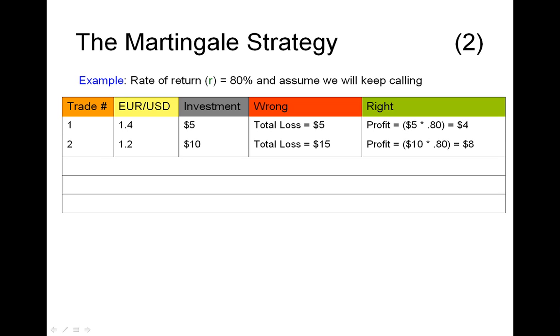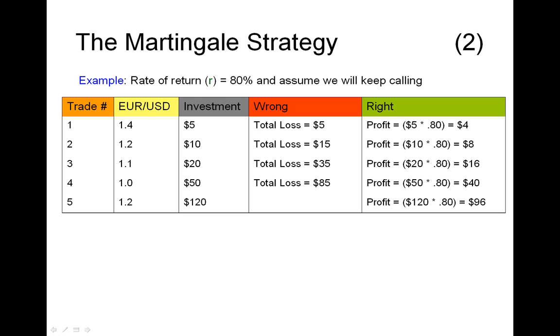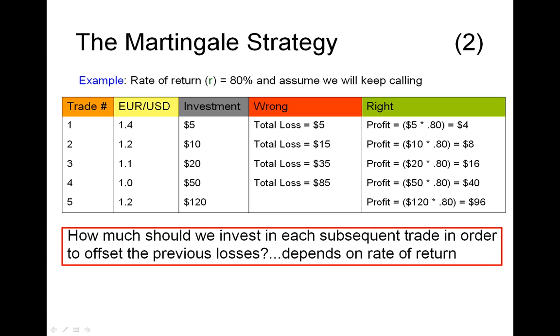So we went again, and this time we invested $10. If we were right, we would have made a profit of $8, which would have recovered our initial loss from the first trade. But if we're wrong, we lost the $10 that we put in plus the $5 we put in from the first trade, and our total loss is $15. And this particular trend goes on, and you can pause the video and take a look at it all the way to trade 5, though we're going to go into this deeper in just a little bit, so we needn't stop here. Essentially, the question we're left with is how much should we invest in each subsequent trade in order to offset the losses that we've made on our previous trades.